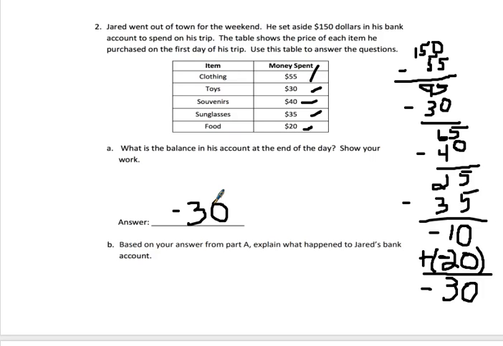And based on your answer, explain what happened to Jared's bank account. He is overdrawn. He spent more money than what he had in his account.